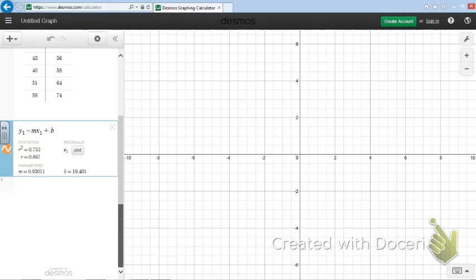And what that does is it's going to give us the m and the b for our equation. So the equation, the line of best fit, or the least squares line, would be y equals 0.93011 x plus 19.401. So that's the equation of my line.